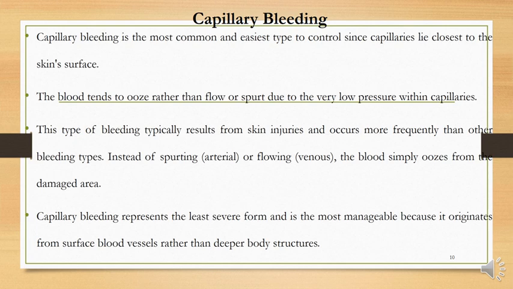It is the most common and easiest type to control since capillaries lie closest to the skin surface. The blood tends to ooze rather than flow or spurt due to the very low pressure within the capillaries. This type of bleeding typically results from skin injuries and occurs more frequently than other types. Instead of spurting like arterial or flowing like venous, the blood simply oozes from the damaged area. Capillary bleeding represents the least severe form and is the most manageable because it originates from surface blood vessels rather than deeper body structures.